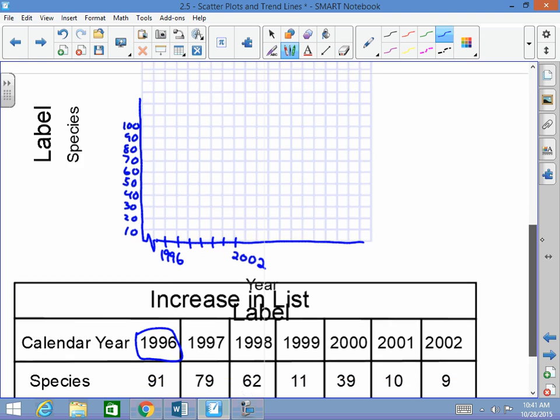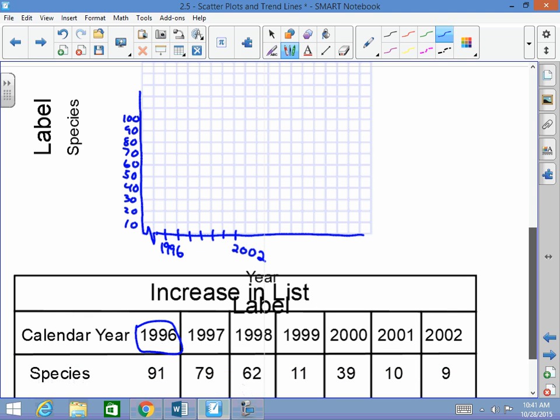Now, it's easy. In 1996, I had 91 species added. Is this an exact point or is that an estimation? That's an estimation and that's okay. In 1997, I had 79. So that's an estimation as well. In 1998, I had 62. It's about there. In 1999, I had 11.